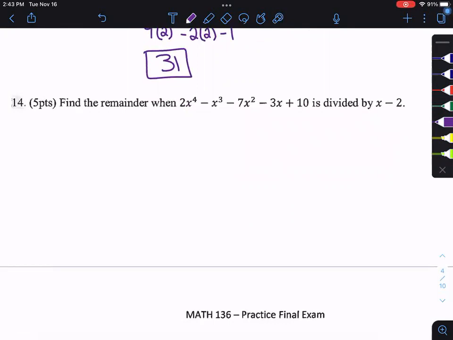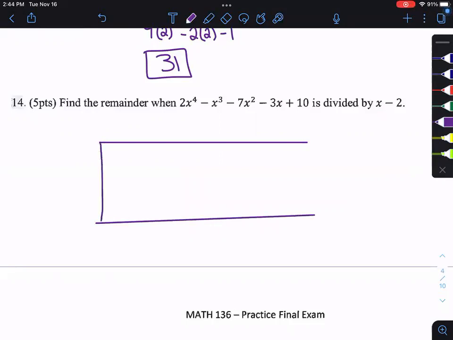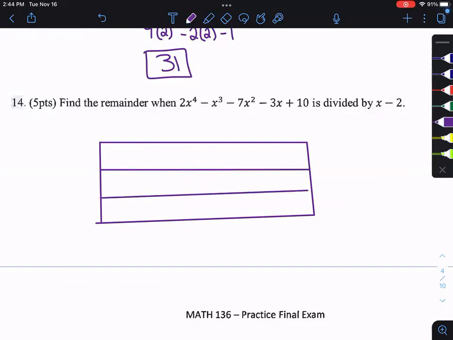Question 14, find the remainder when 2x to the 4th minus x to the 3rd minus 7x squared minus 3x plus 10 is divided by x minus 2. So when we do these, remember that we want to make sure that every degree is accounted for. If we start with x to the 4th, we want to make sure that our exponents go down by 1s, and we're not missing anything. If an exponent is missing, make sure you plug in a 0 where that term should be.